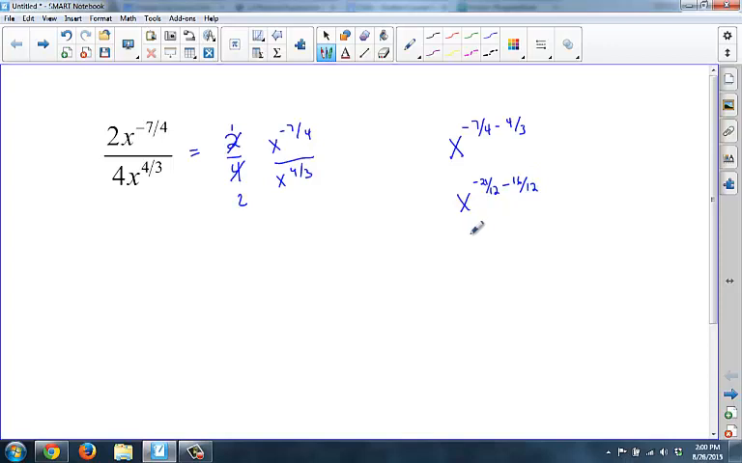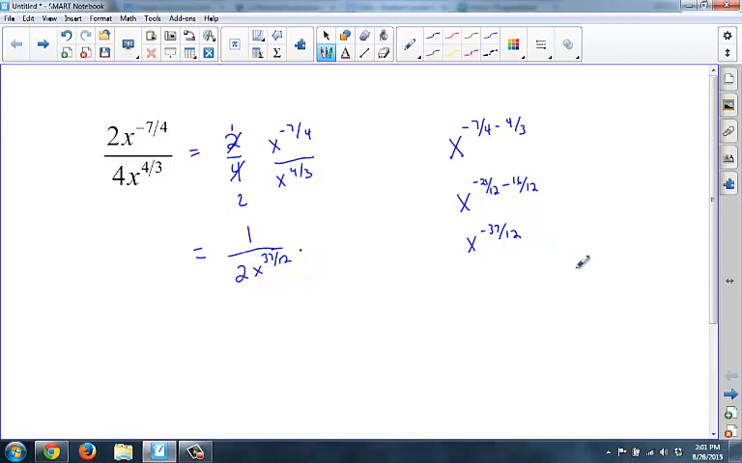And if I take negative 21/12 minus 16/12, I get x to the negative 37/12. So going back to the original problem, I'm going to have 1 over 2x to the 37/12. And normally I'd say, okay, that's cool, let's stop. However, the directions on our handout said to simplify, and your answer should only contain positive exponents with no fractional exponents in the denominator. And you're like, oh man, that's a fraction in the denominator. So we got to do something to get rid of that.